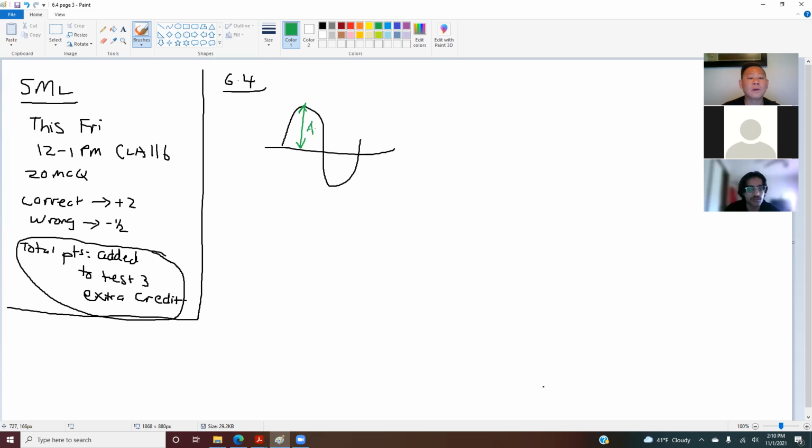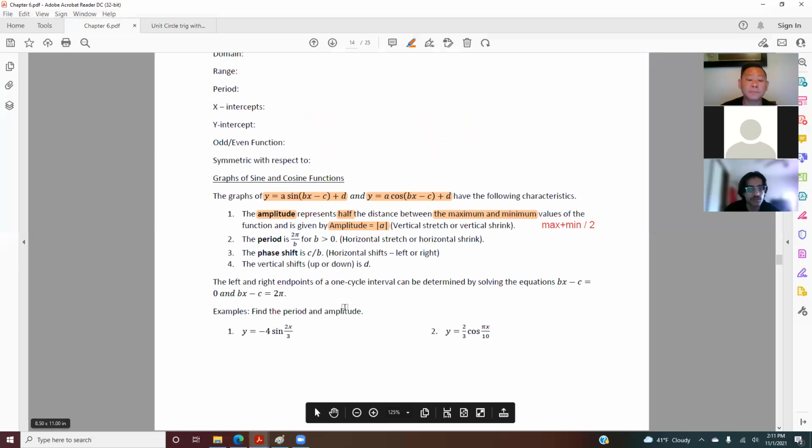Okay. So in order for you to find this, you take the maximum, this is your max, and you take the minimum, this is your minimum. You add it up and divide by 2, and you get yourself the amplitude. Same thing happens when you have a cosine graph. The amplitude is the one over here. This is your amplitude. The letter we use for amplitude is capital A. So capital A is your amplitude in this case.